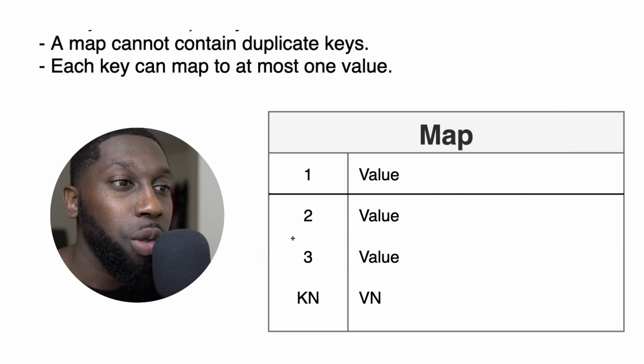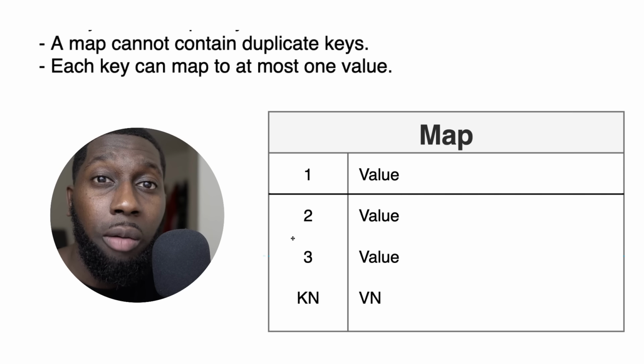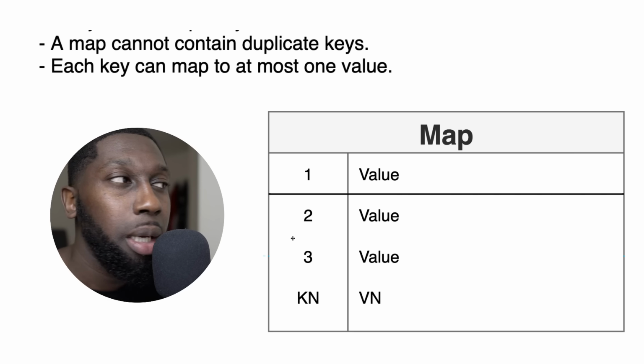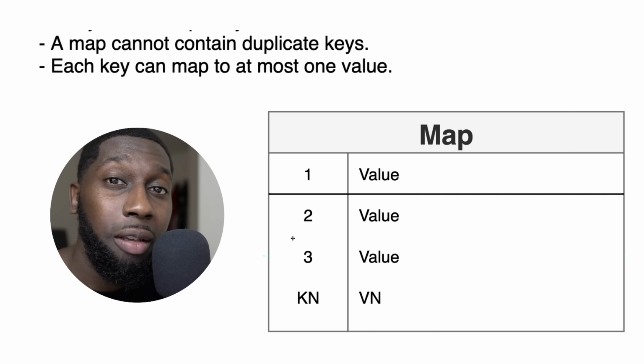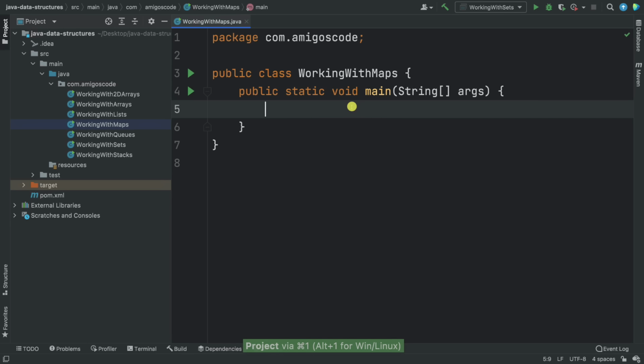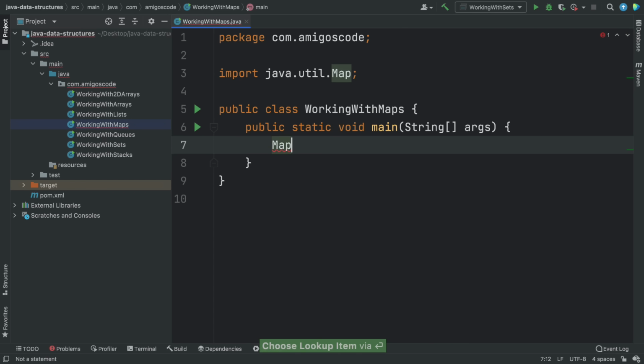And if you come from languages such as JavaScript, an object, right? So an object is a collection of key value pairs, is the exact same thing in Java. Let me go ahead and show you how to work with maps. So to create a map in Java, we need to say Map, and the map takes the key and the value.